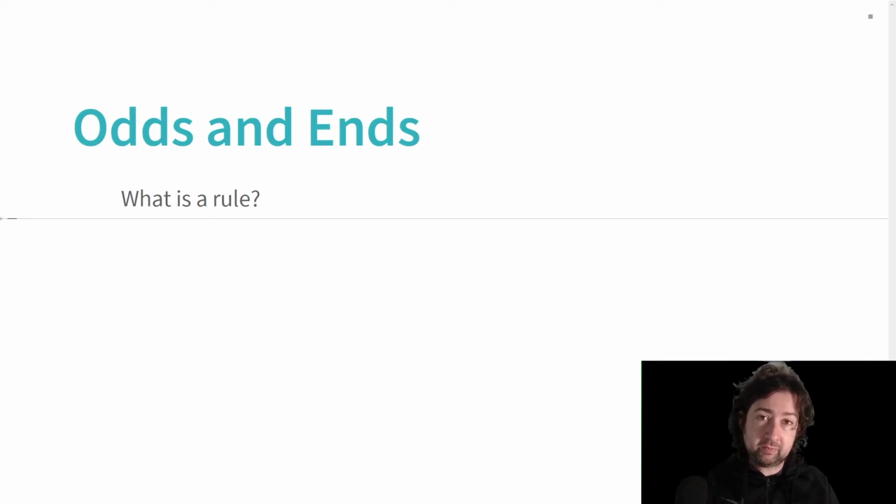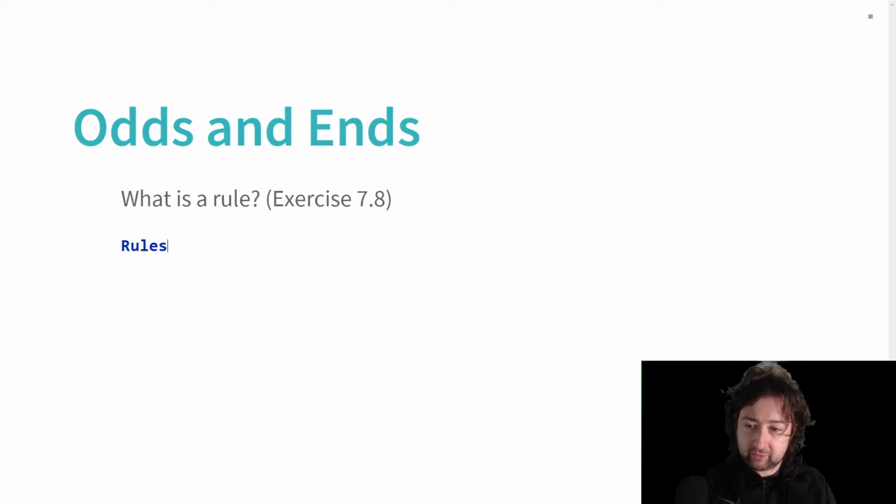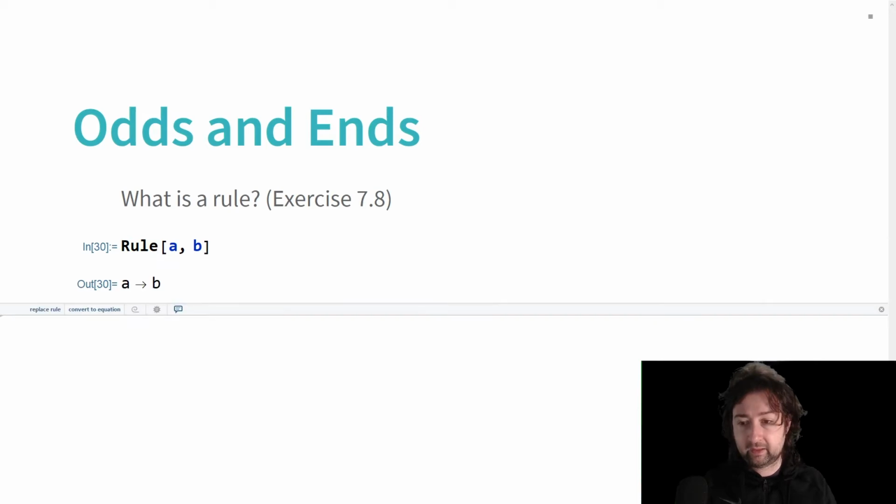This is all in reference to exercise 7.8. But there are some ideas in here that are very useful, that are pointed at, but not really explicated very well. So let's just look at what a rule is. If I have the command Rule[a, b], it tells me, oh look, there's this arrow, a goes to b. Well, what can I do with that?